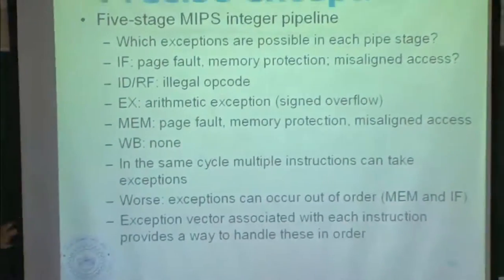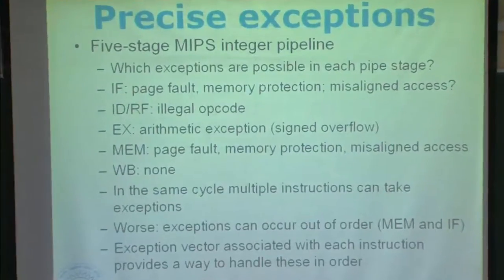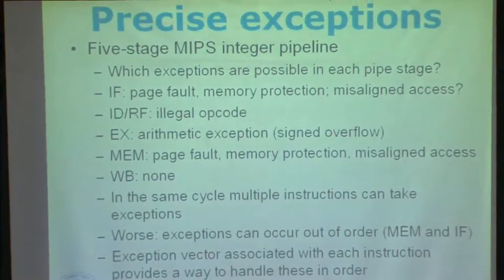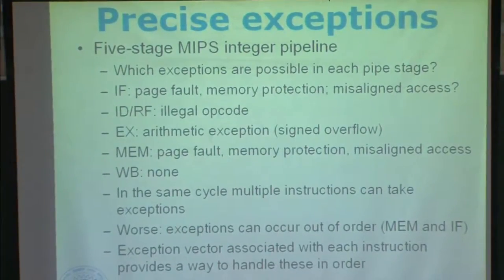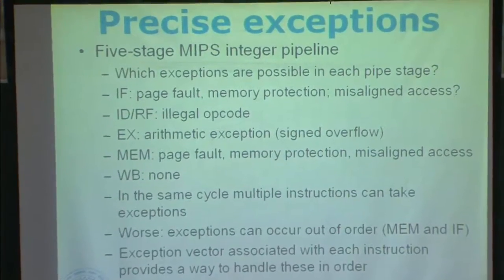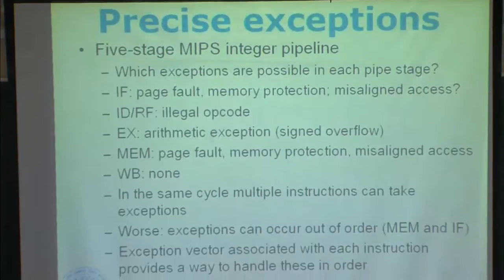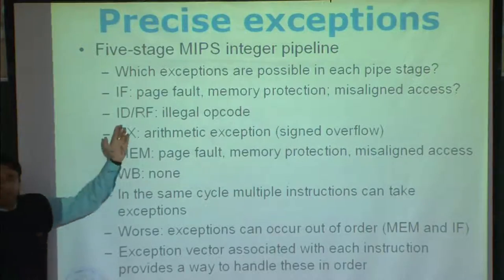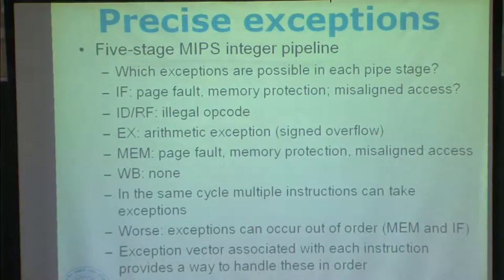So in the first stage, the fetch stage, what can happen? You can have a page fault. You're trying to fetch an instruction, and the instruction page is not present. So that's an instruction page fault. You can run into memory protection exceptions. You may be trying to access some other's code or some other's data, right? Or you may be trying to access your own data in the fetch stage. Right? So that would lead to protection violation.